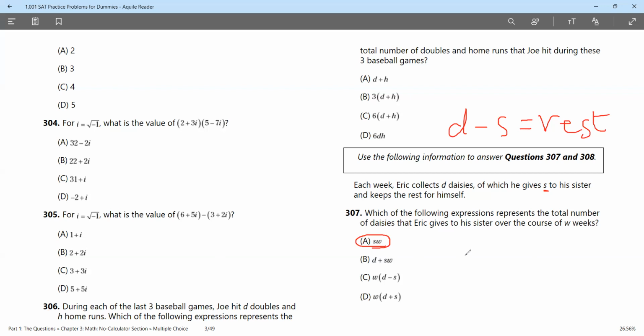Let's say, for example, he gives her 5 each week. So after 3 weeks, how many? We multiply the number of weeks, which is 3, by 5 to get the number he will give his sister after 3 weeks. So that's the meaning of SW. S is the number he gives his sister each week, times W, the number of weeks he collected and sent to his sister.